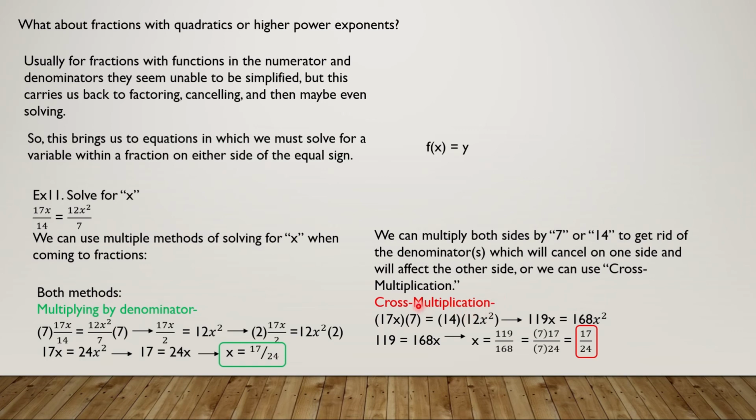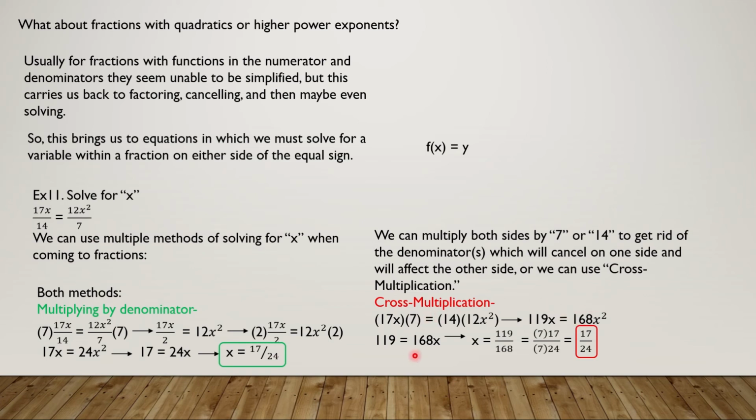So if you use cross multiplication, what happens is you would take the 7, which is the denominator on one side, and you would multiply that to the 17x. Then you would take the 14, which is the denominator on the left side, multiply that to the 12x squared, and you would take the product of these two sides independently, and that becomes 119x equals 168x squared.